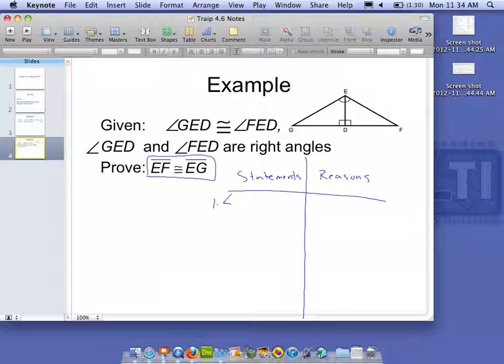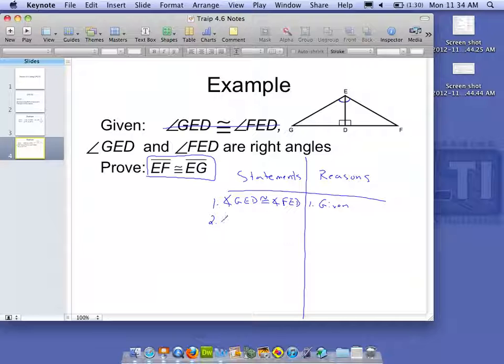Statement number 1 is that angle GED is congruent to angle FED. That was given to us, and that's been marked up here at the top. This little guy is congruent to this little guy. So we're finished with that.